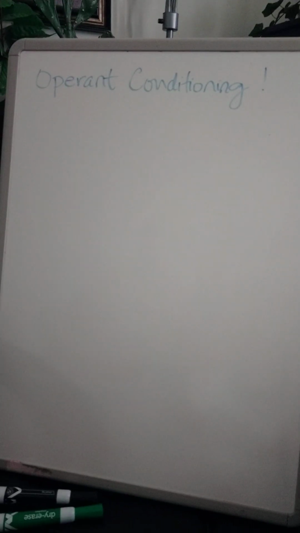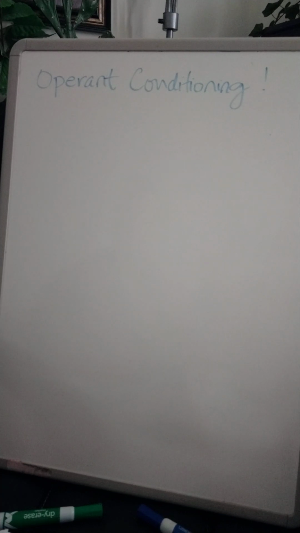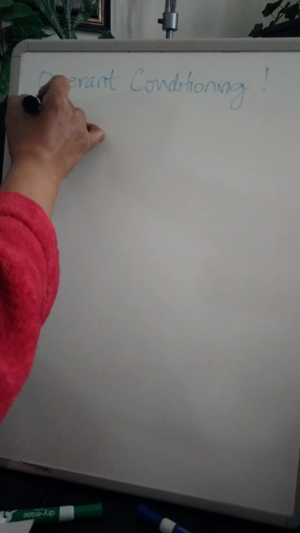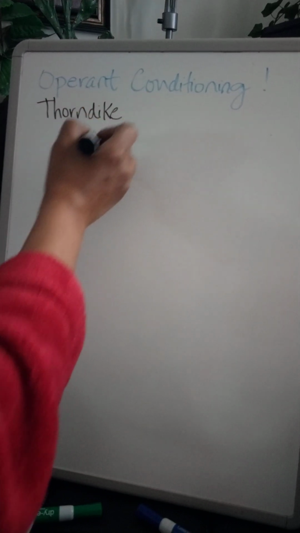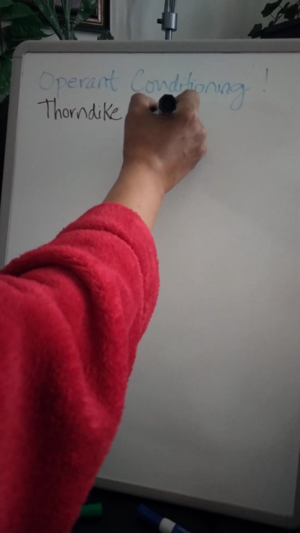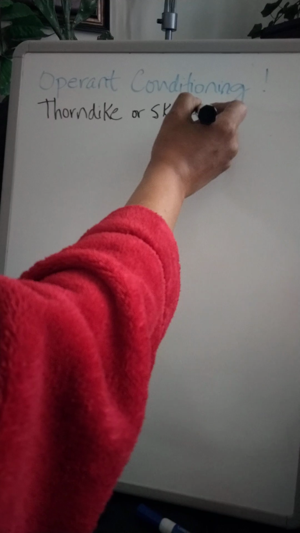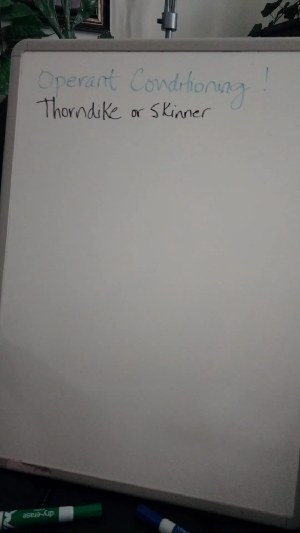What level? I have my master's degree in psychology, and today we're going to talk about operant conditioning in simple, easy terms. When I say simple, easy terms, I try to come up with simple examples. So this guy right here named Thorndike, and we also have Skinner. We're going to find out what the big things are that Thorndike and Skinner did in operant conditioning.